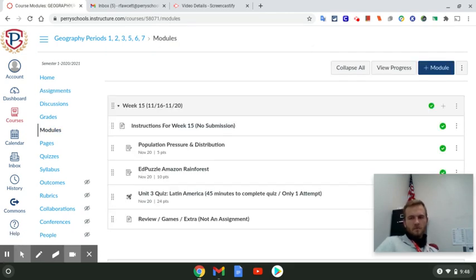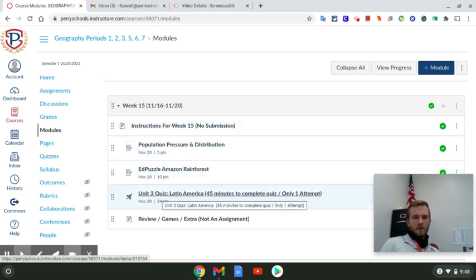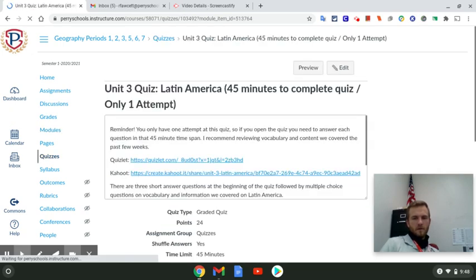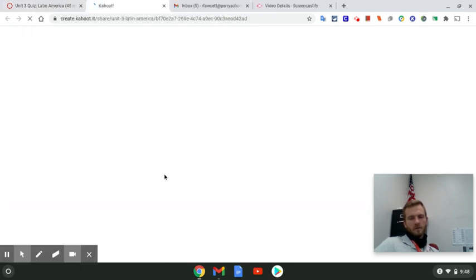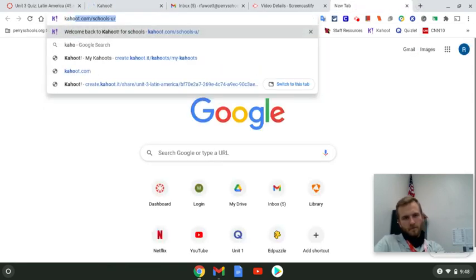For your final assignment, we have the Unit 3 quiz. If you select the quiz, you have two review materials here. You have the Quizlet, which is for vocab review, and then you have the Kahoot. If you want to play the Kahoot on your own, you just select it. Then you need to open up a new window.